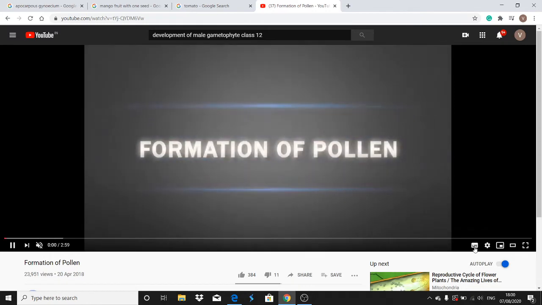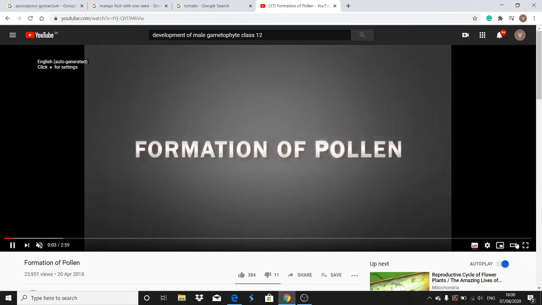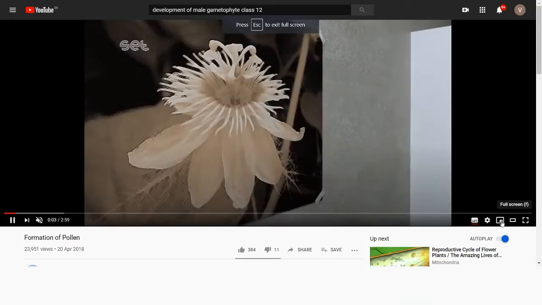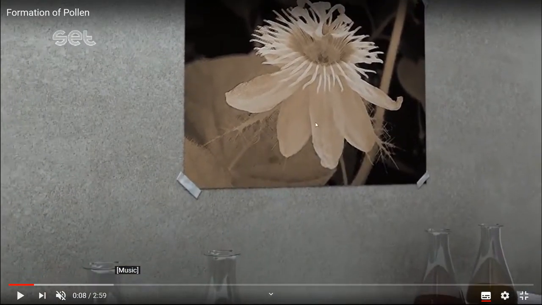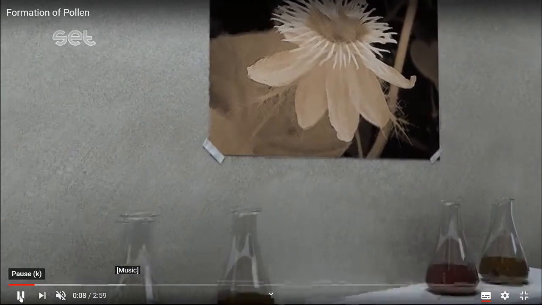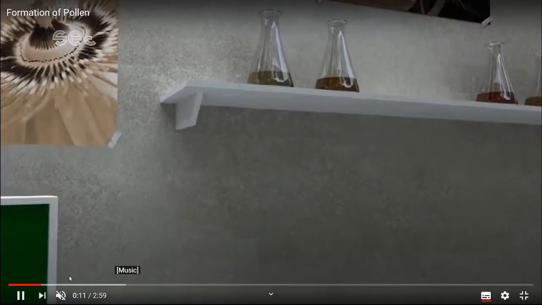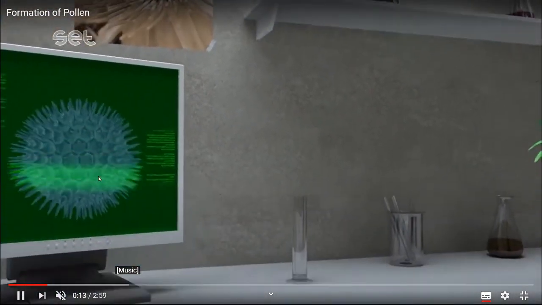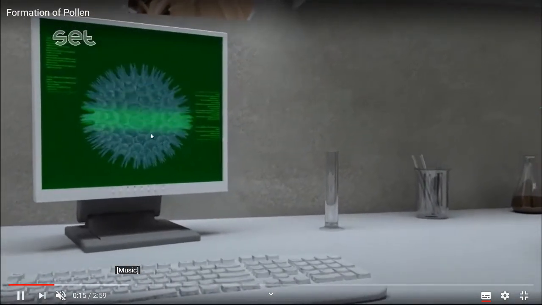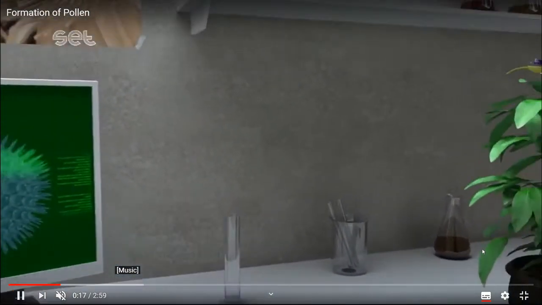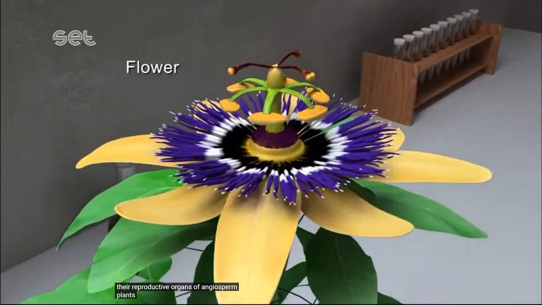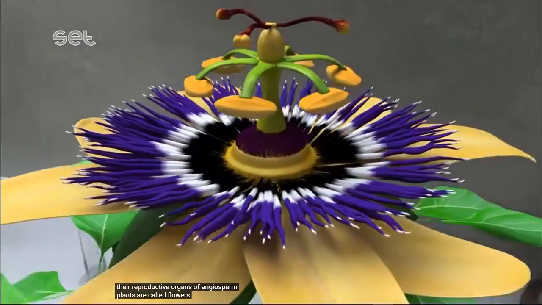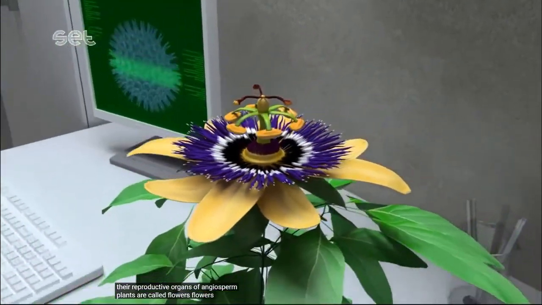Another video is again very important. There is formation of pollen. You can observe how the pollens are formed. So here you will observe this. This is a flower. This is pollen grain. The pollen grains vary. Some pollen grains have exine. Some pollen grains don't have such spine-like structures. That outer membrane is completely absent.